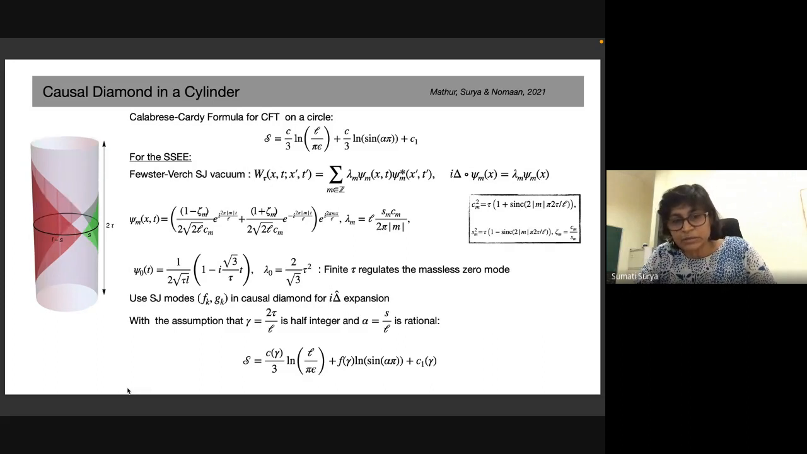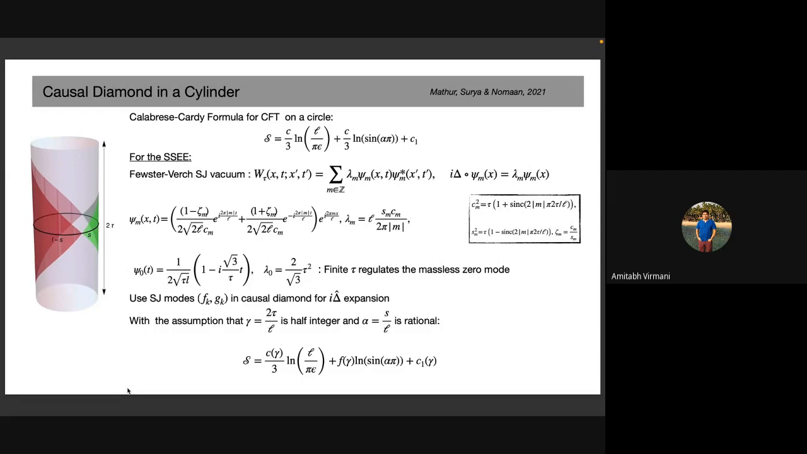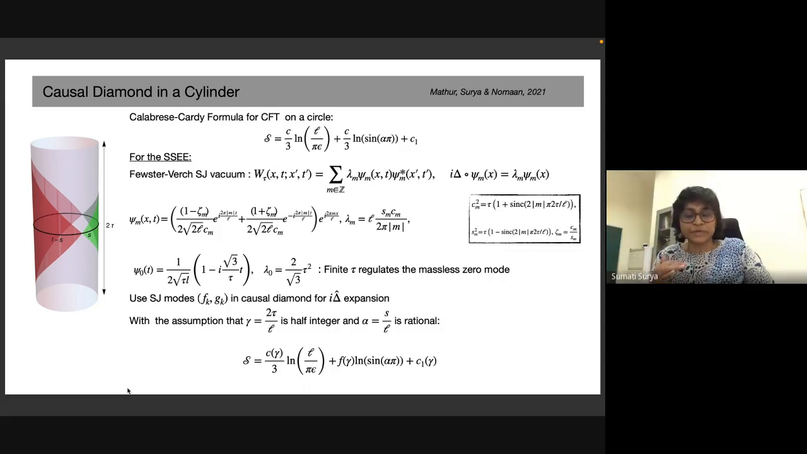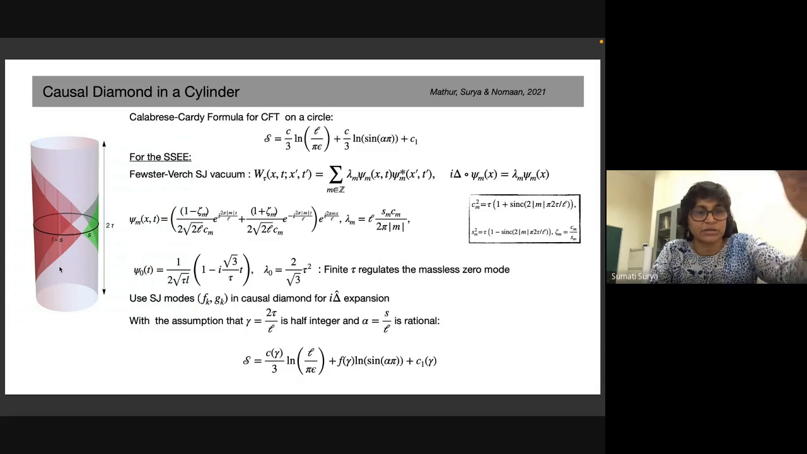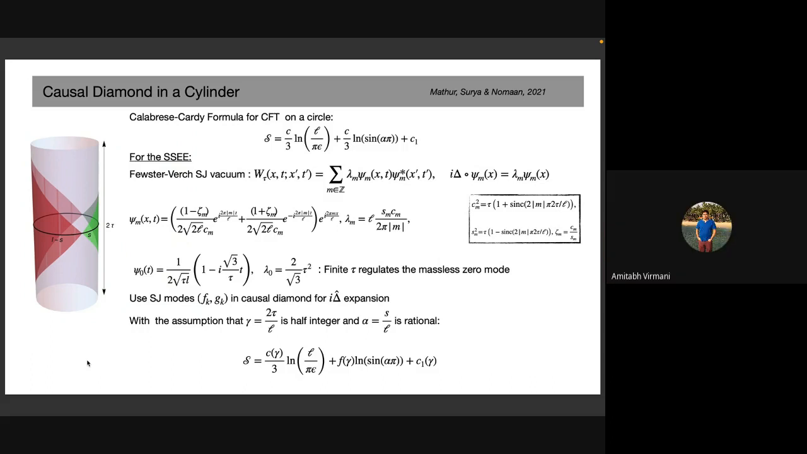Does that answer? Yeah, partly. So these psi modes, they are not only supported in the green region, they have support outside also. Yeah, absolutely. They're in the entire slab of the cylinder. I don't know if you can see my hands, but they're in this entire white region, including the green and red region. Okay, the entire thing. So that's why you have a zero mode, no? I mean, you understand. Okay, thanks.